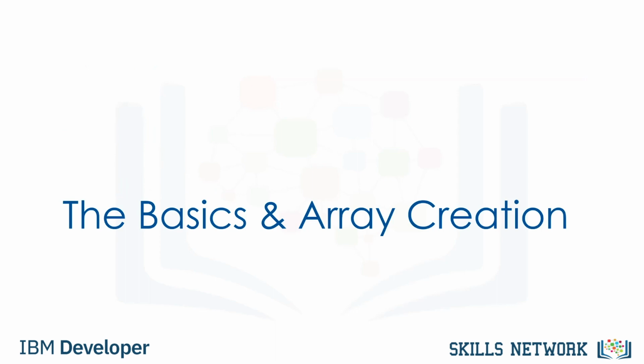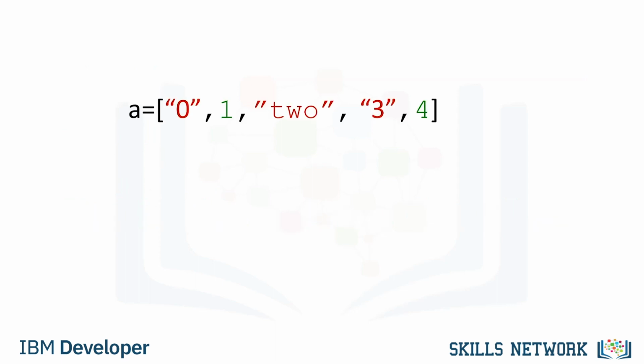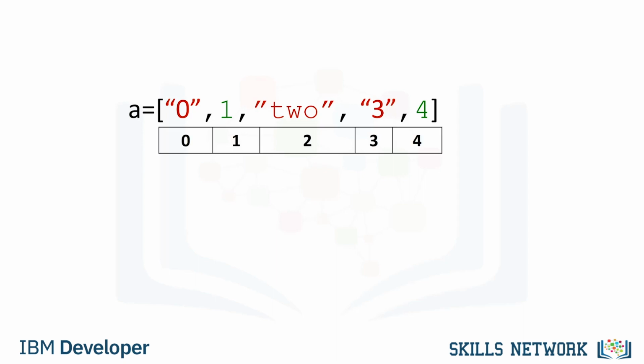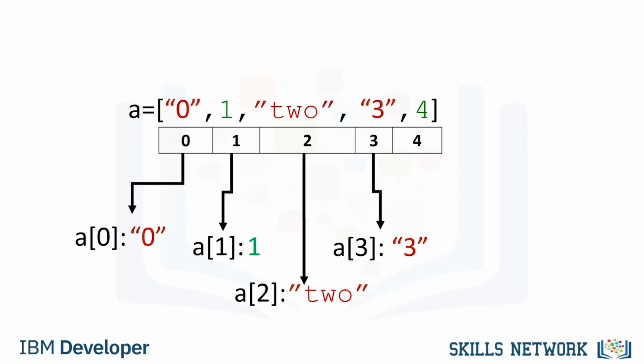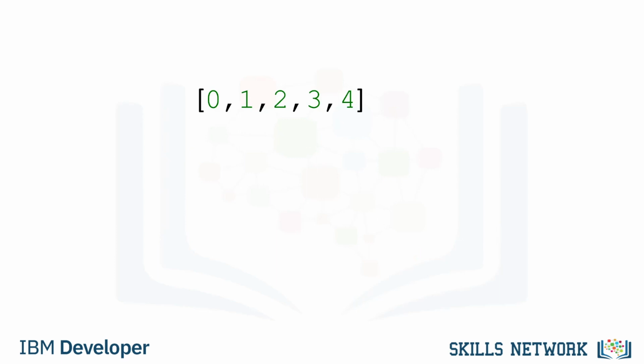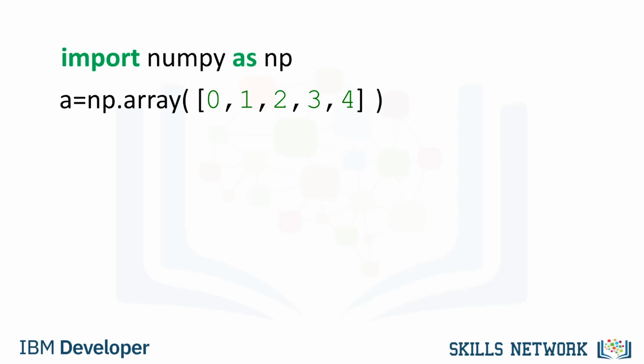Let's go over how to create a Numpy array. A Python list is a container that allows you to store and access data. Each element is associated with an index. We can access each element using a square bracket as follows. A Numpy array, or ND array, is similar to a list. It's usually fixed in size, and each element is of the same type, in this case integers. We can cast a list to a Numpy array by first importing Numpy. We then cast the list as follows.